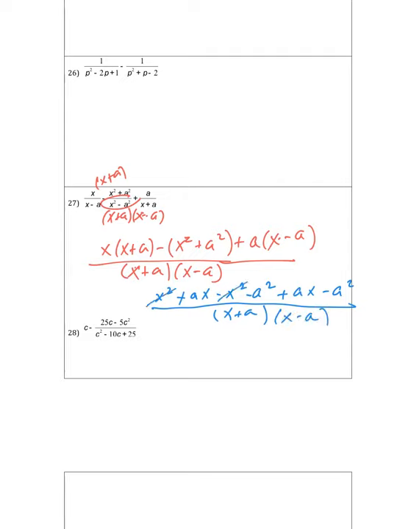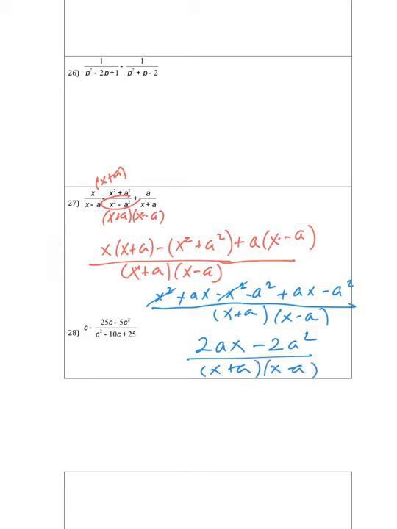X squared cancels with x squared. And the two ax's are going to give me 2ax. And the two negative a squareds give me minus 2a squared, all over x plus a times x minus a.